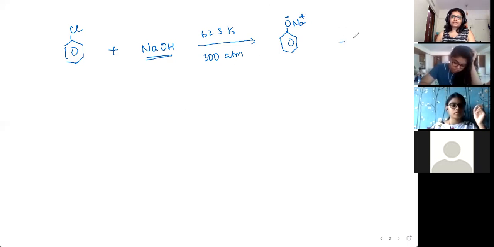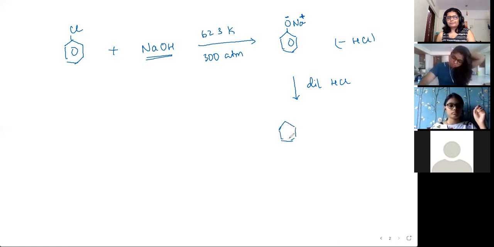There is an elimination of HCl happening here. On acidic hydrolysis, that is, treating it with dilute HCl, this will result in phenol. The sodium cation attaches itself to Cl, eliminating NaCl.